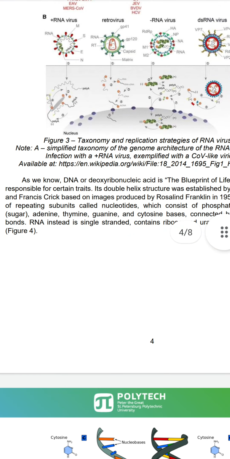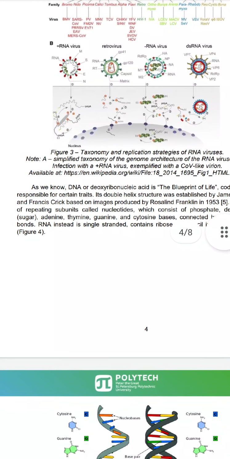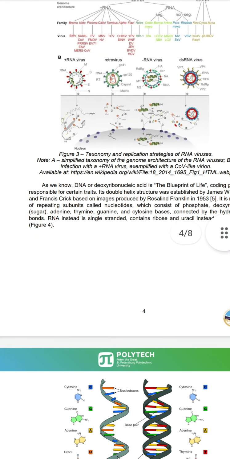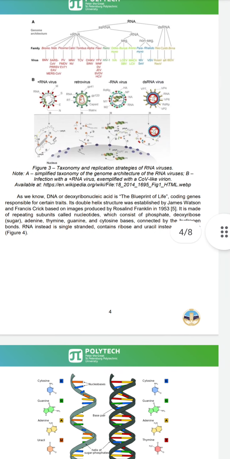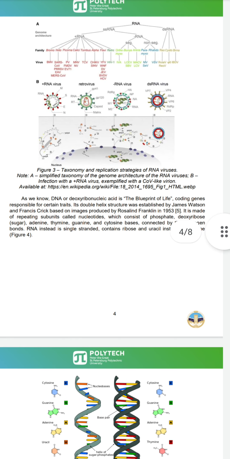As we know, DNA, or deoxyribonucleic acid, is the blueprint of life, coding genes responsible for certain traits. Its double helix structure was established by James Watson and Francis Crick based on images produced by Rosalind Franklin in 1953.